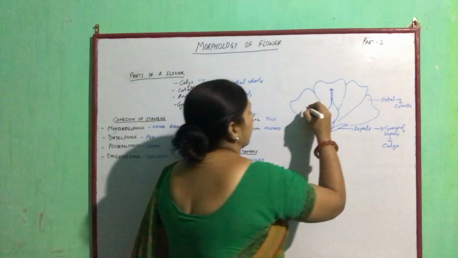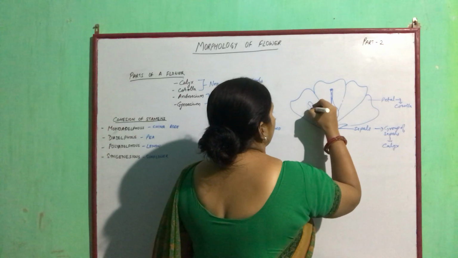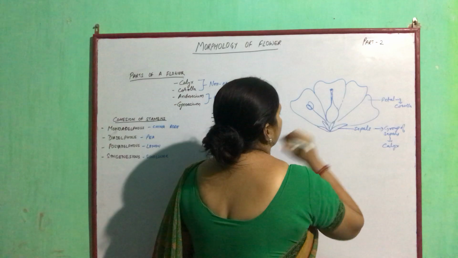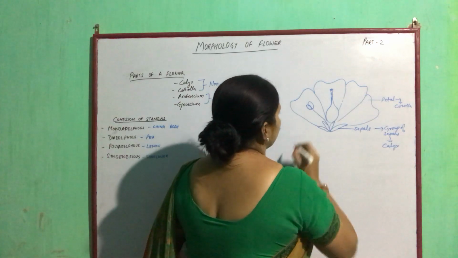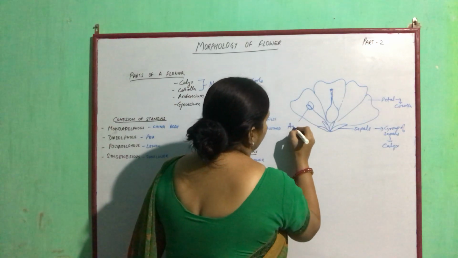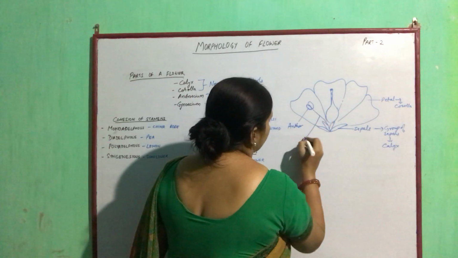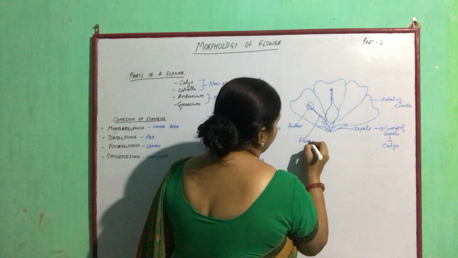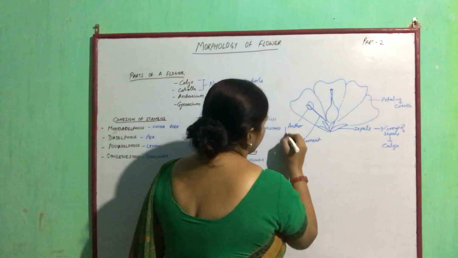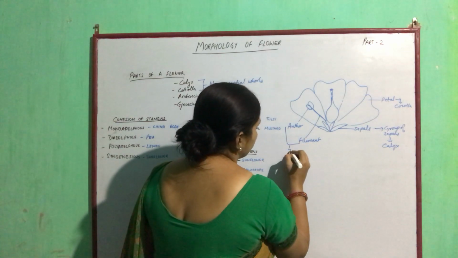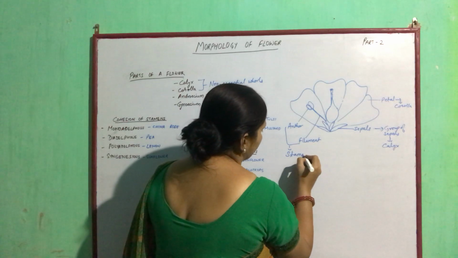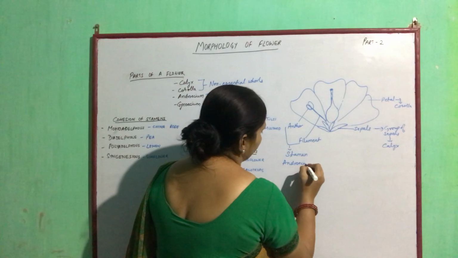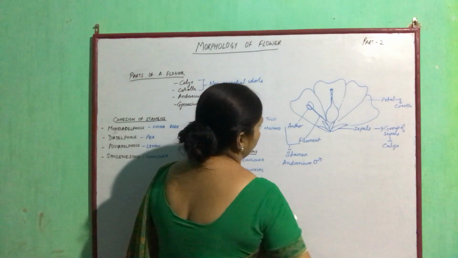Then this bilobed structure with a long filament: this is the anther, and the long tubular part is the filament. These two together form the stamen, or androecium, which is the male reproductive part.